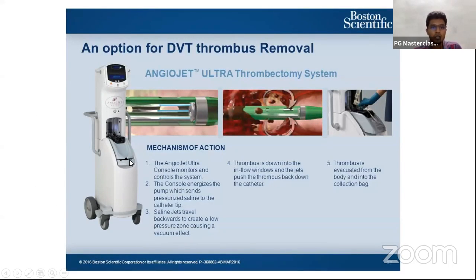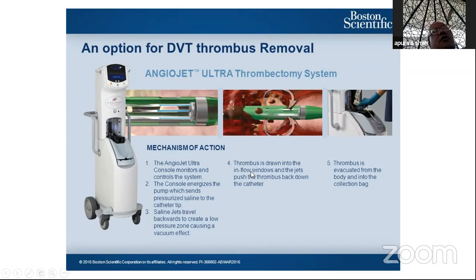So this is the AngioJet device with a console. The console monitors and controls the system. The catheter is introduced into the vein after insertion of a sheath. The console energizes the pump and sends pressurized saline to the catheter tip. The saline jet causes lysis of the thrombus, and the saline jet travels backwards, taking the bits of thrombus along with it using a suction effect, and the thrombus is drawn.